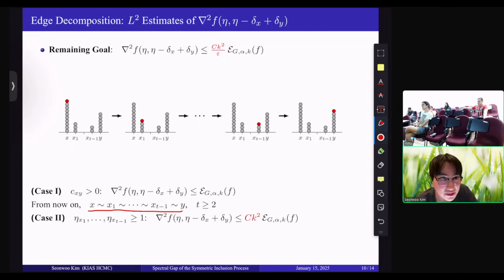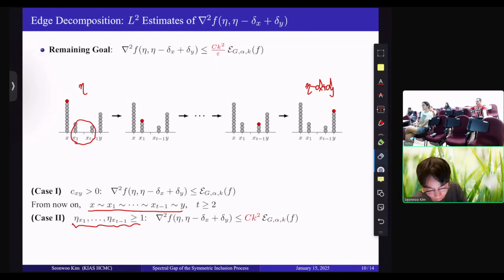Then the second case: if you assume that all the sites in the middle are already occupied by eta, so this is the configuration eta, and this is eta minus delta x plus delta y. If all the sites are already occupied by eta, we can construct a path according to the original SIP from eta to eta minus delta x plus delta y. I will call it zeta. From eta to zeta, we construct these paths where we pick a particle at x and move it from x_i to x_{i+1} for each i. So this is all eta minus delta x plus delta x1, and so on.